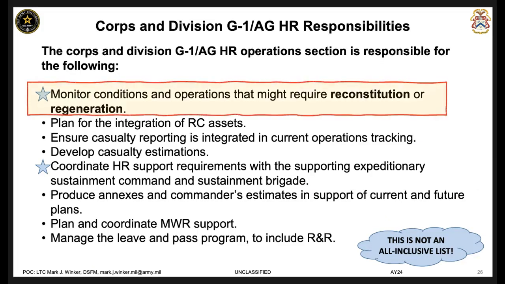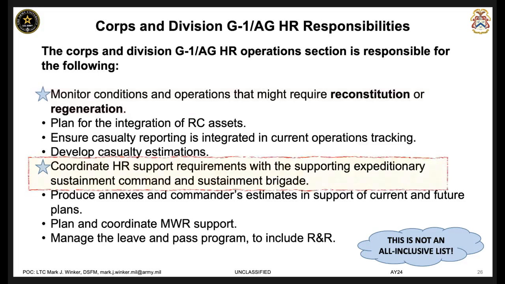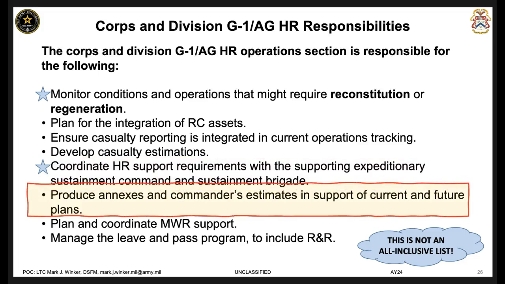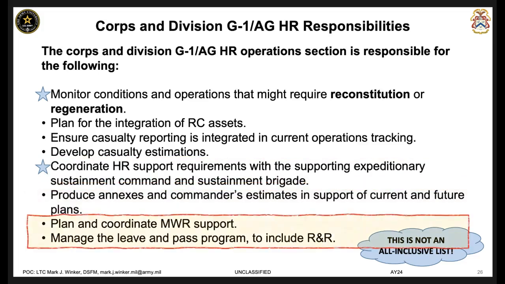The Corps and Division G1 HR Operations section supports reconstitution planning, integration of reserve component, or RC, assets, casualty tracking, and estimation. They coordinate HR support with the Expeditionary Sustainment Command and Sustainment Brigade, contribute to annexes and commanders' estimates for operations, and oversee morale, welfare, and recreation, that's MWR, programs, as well as leave and pass programs, including rest and recuperation.